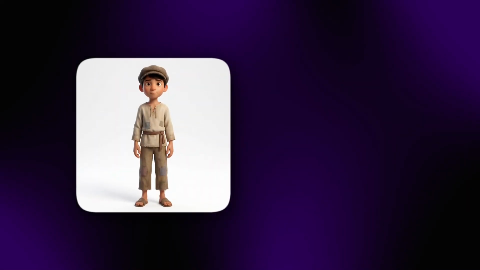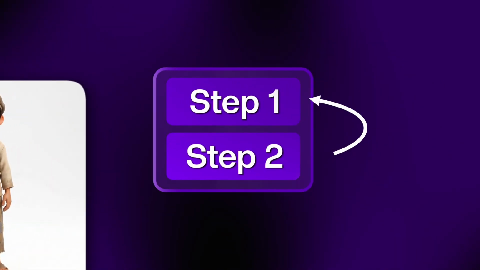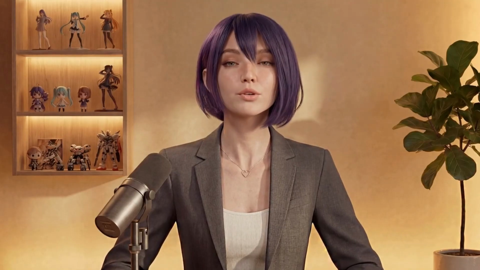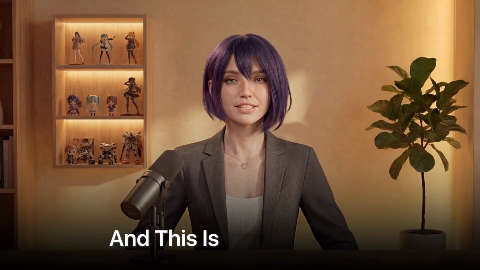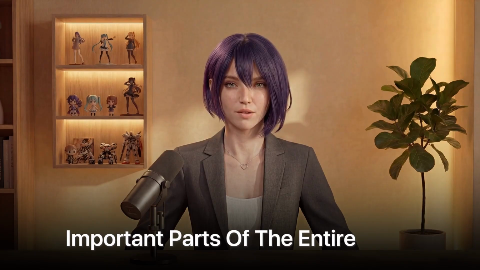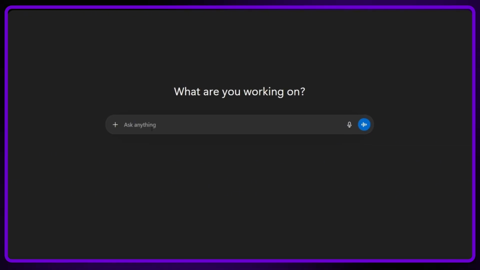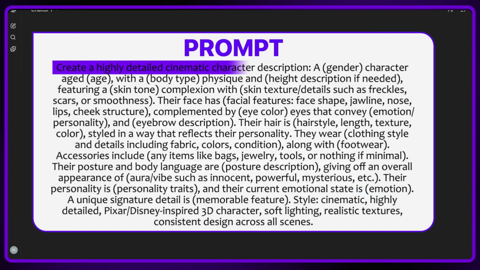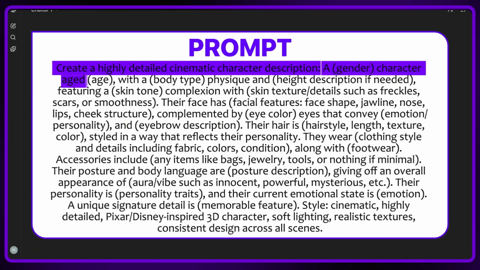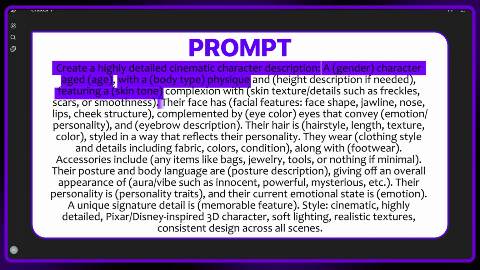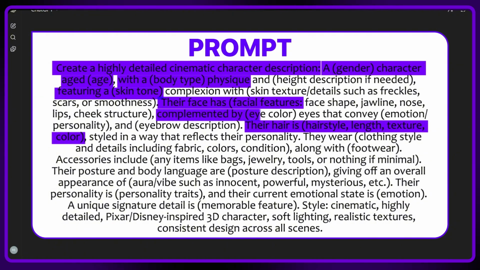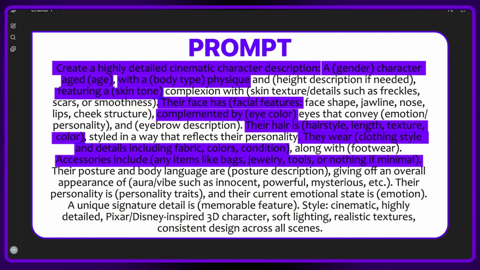Now, before you move on to the next scene, you need to design your character. Head over to step 2, then come back here. Step 2 is all about creating a consistent character. And this is one of the most important parts of the entire process. Use ChatGPT to generate a detailed character description. That means gender, age, body type, skin tone, facial features, hairstyle, eye color, clothing, accessories, everything.